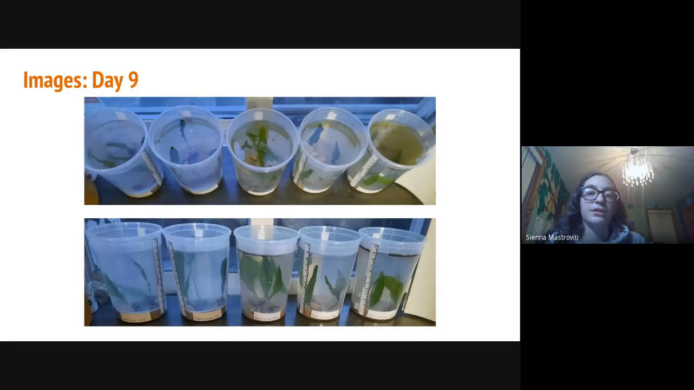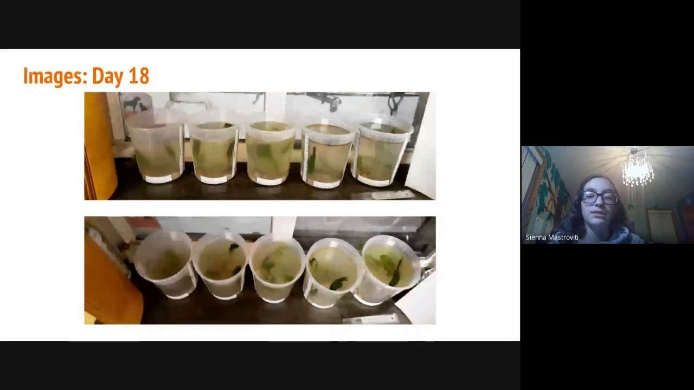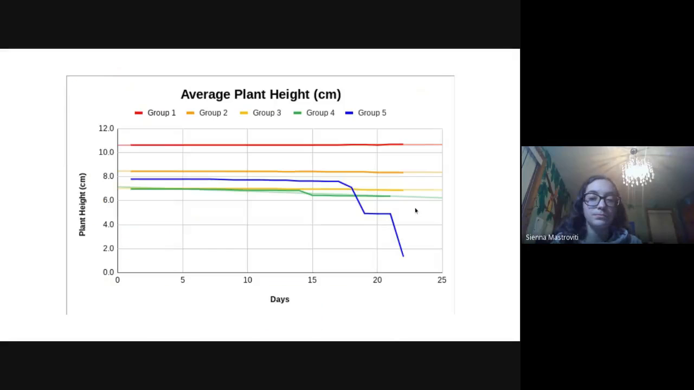On day 9, there were brown areas on the leaves in Group 5 of the experiment. Small amounts of brown spots began to appear on the leaves of Group 3 and 4 as well. On the final day of the experiment, day 18, you can see that the oil caused the most damage to the plants in Group 5. This graph taken from trial 1 of the experiment shows the average plant height of each group. As you can see, Group 5 shows the greatest decrease in plant height towards the end of the experiment.